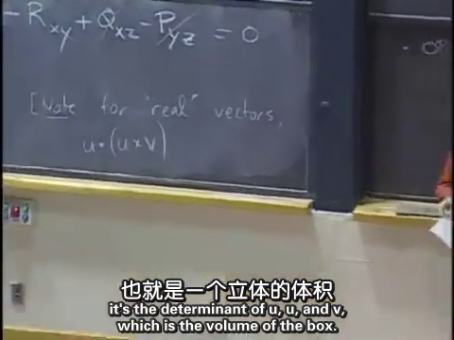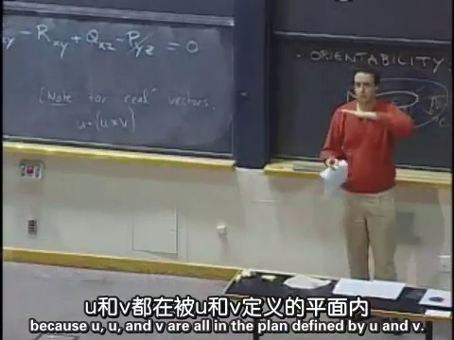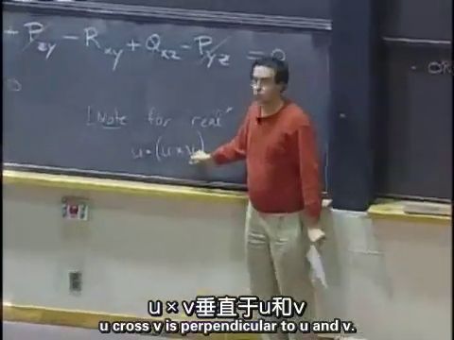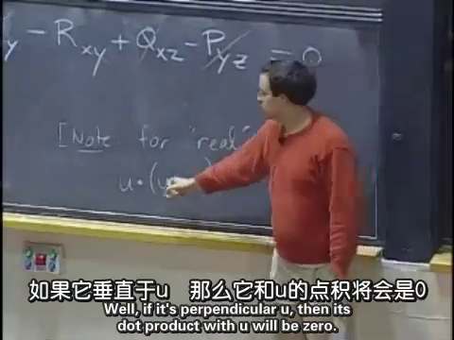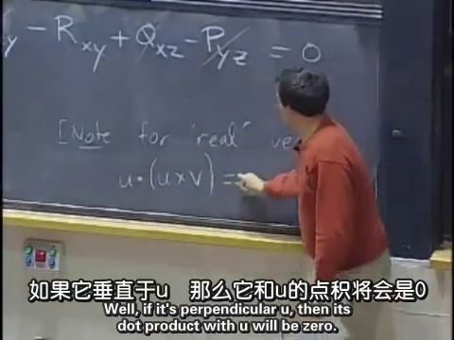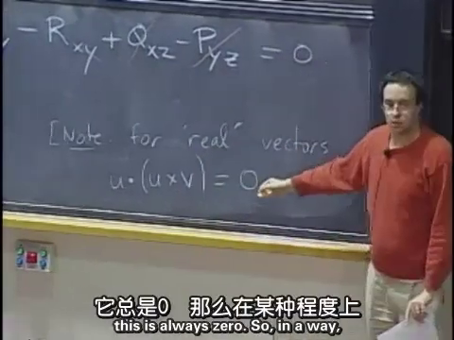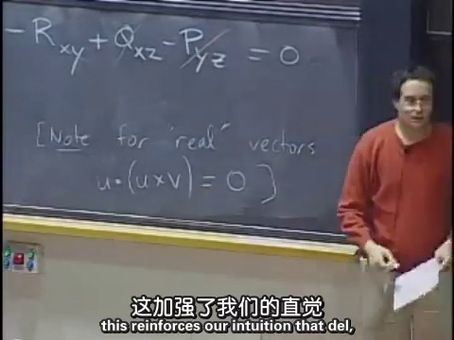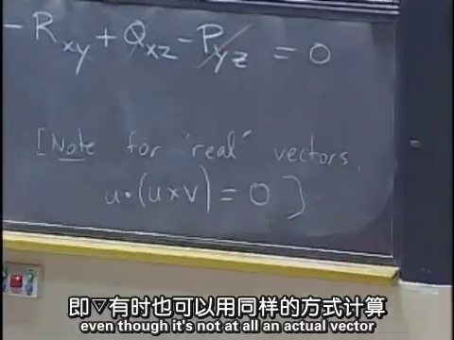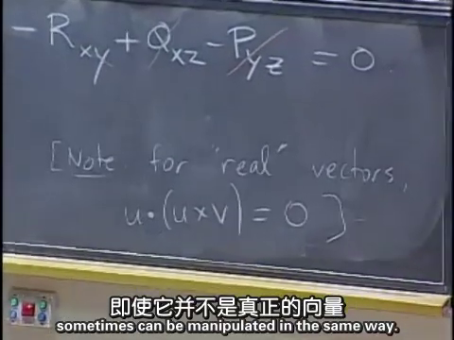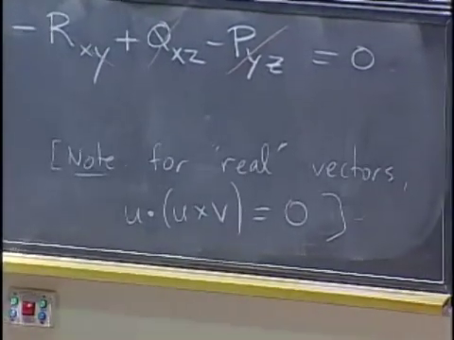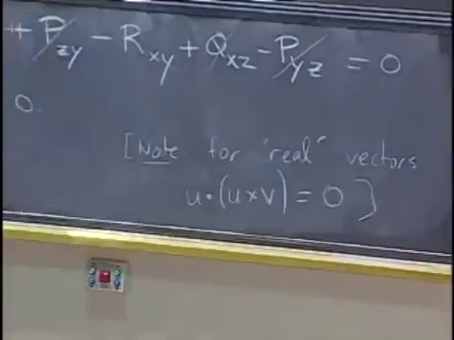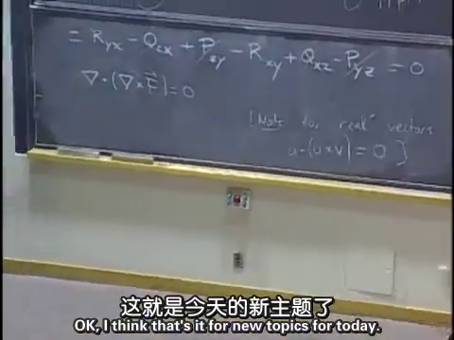volume of a box, but it's completely flat because u, u, and v are all in the plane defined by u and v. The other way to say it is that u cross v is perpendicular to u and v. Well, if it's perpendicular to u, then its dot product with u will be 0. So no matter how you say it, this is always 0. So in a way, this reinforces our intuition that del, even though it's not at all an actual vector, sometimes it can be manipulated in the same way.